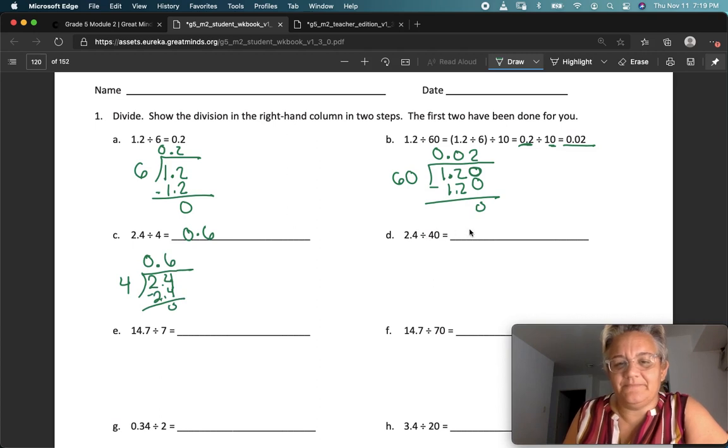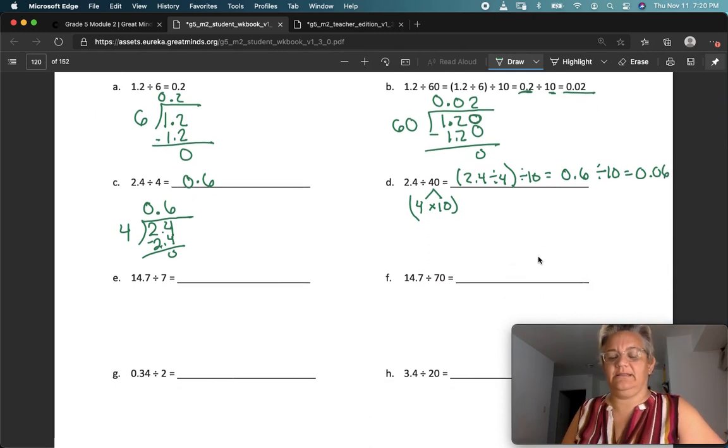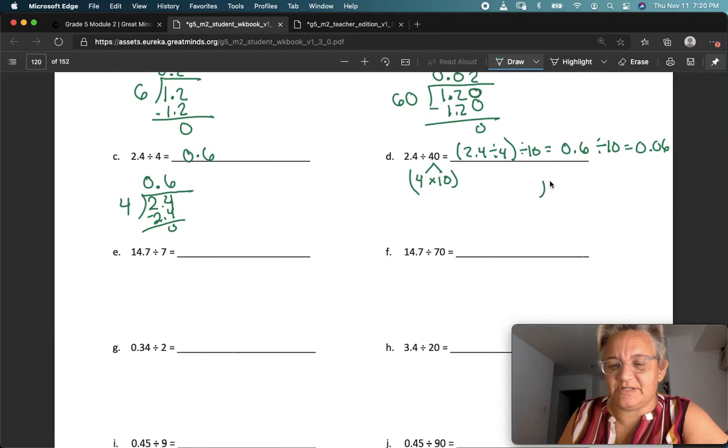And over here, they have shown us 2.4 divided by 4 and then divided by 10. Because what we're doing is we're taking this and we're breaking it into 4 and 10. Okay? Which equals, right? 2.4 divided by 4 equals 6/10 divided by 10 equals 6/100. All right, let me show you again with the long division.